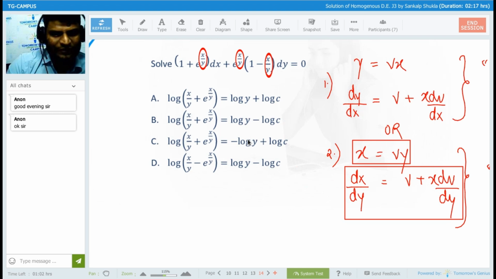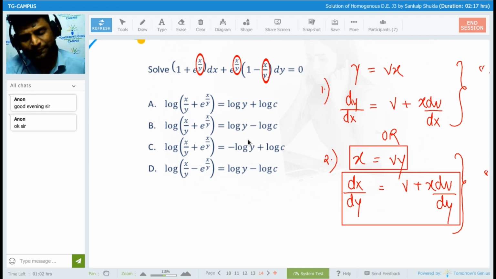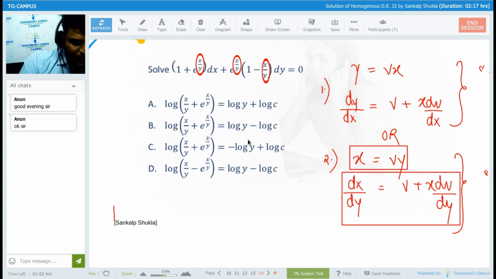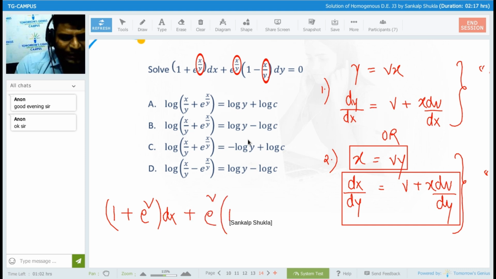Okay. Now I will solve this question. So when I am putting x is equal to vy, that means x by y is v. So this can be written as 1 plus e raised to the power v, dx is right now dx only, and then plus e raised to the power v into 1 minus v, and into dy is equal to 0.